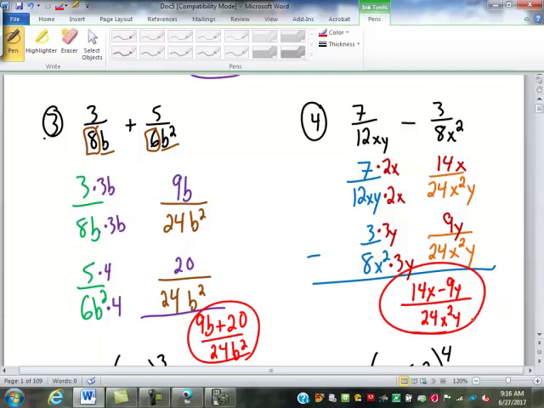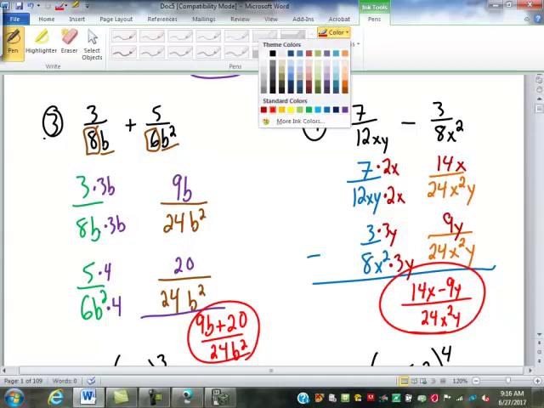Anybody have all 4 of those first 4 right? Show of hands. Okay, you only had the first couple done? Okay.